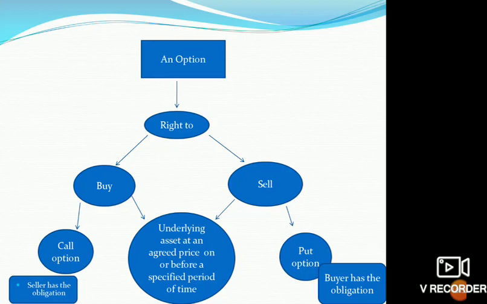Okay, so for the obligation he is going to get some amount as a remuneration that is called the premium. In simple terms, an option contract is a contract where one party has the right to take the decisions regarding the execution and another party has the obligation to follow the decision of the first party. Okay, so this is called an option.